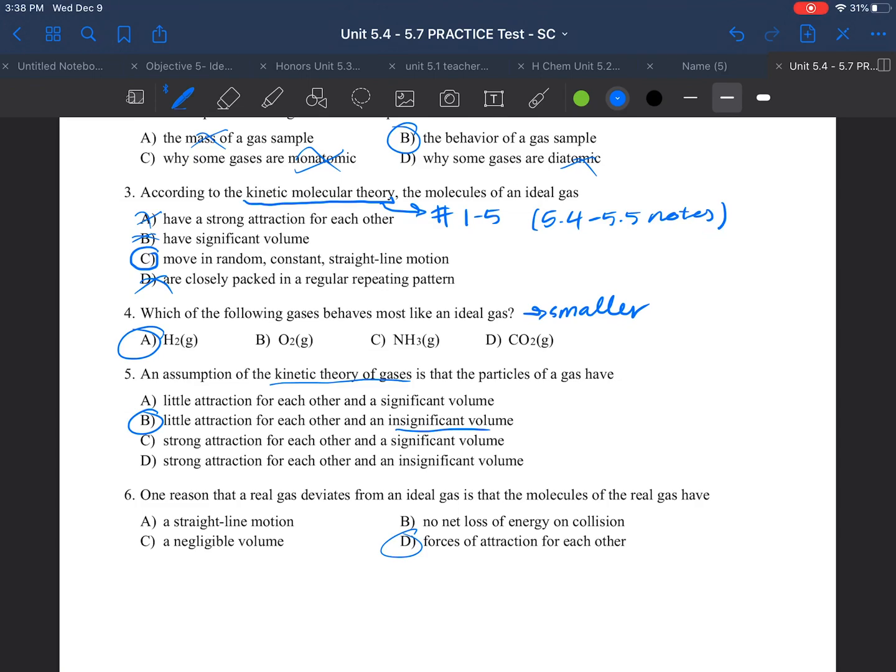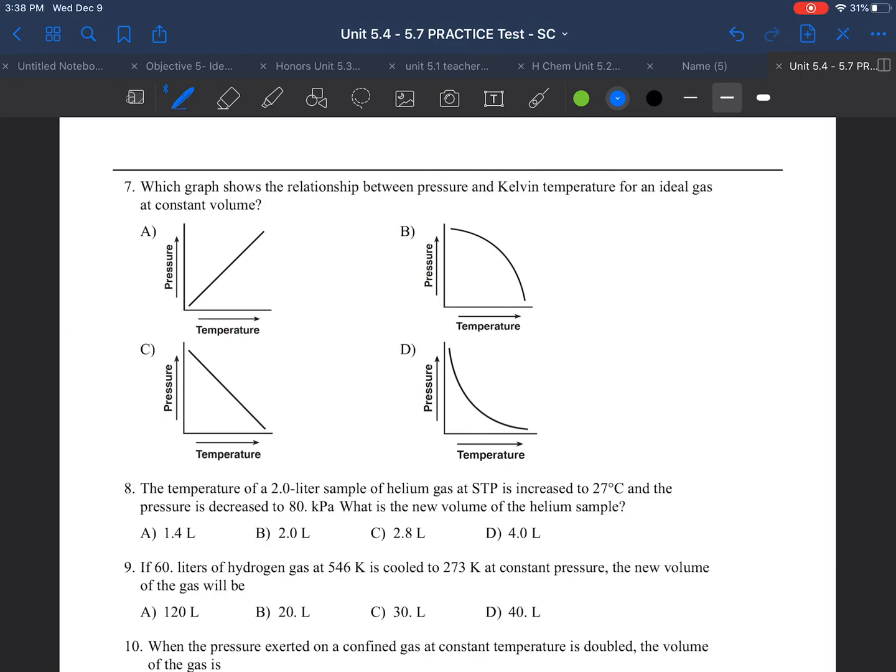So these questions are pretty repetitive, really nailing down the idea that kinetic molecular theory, or how gases behave: they should not have attraction to each other, they should be small, they move constant in straight line motion, and they have no net loss of energy. That is true. Moving on to the next page here. The relationship between pressure and temperature is that as temperature increases, so does the pressure. So answer A would be correct.